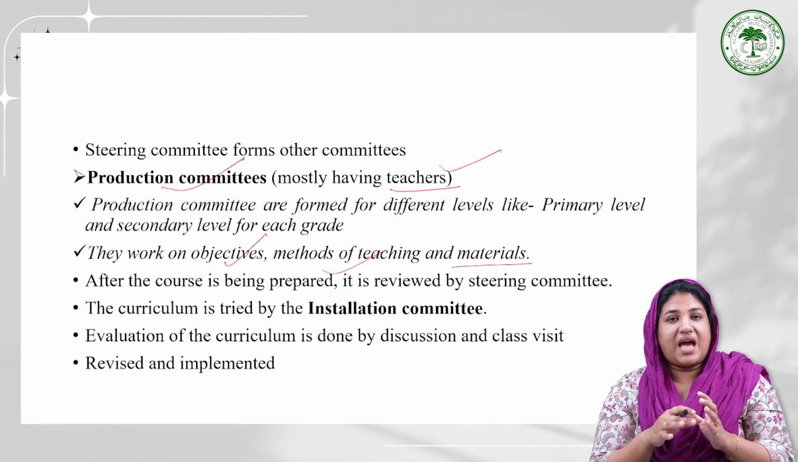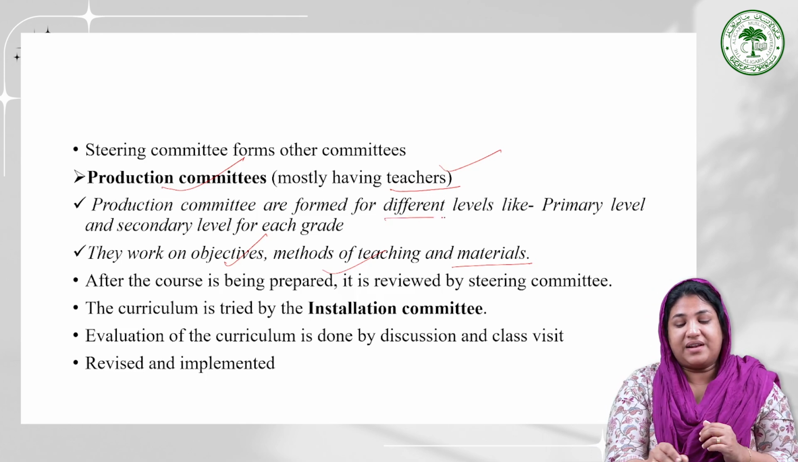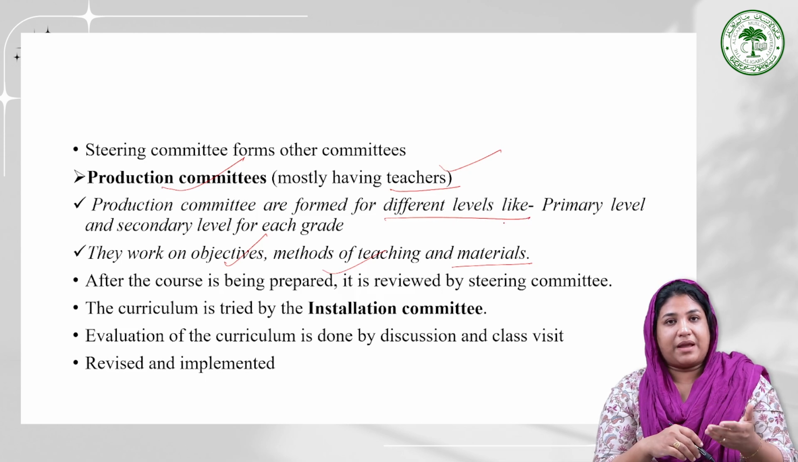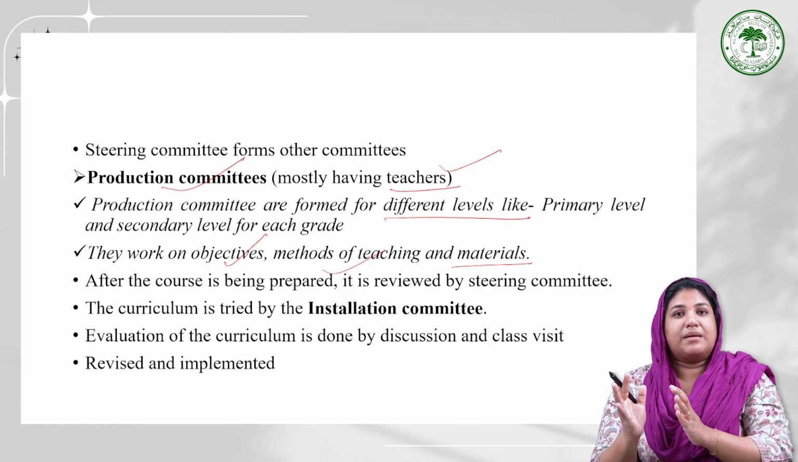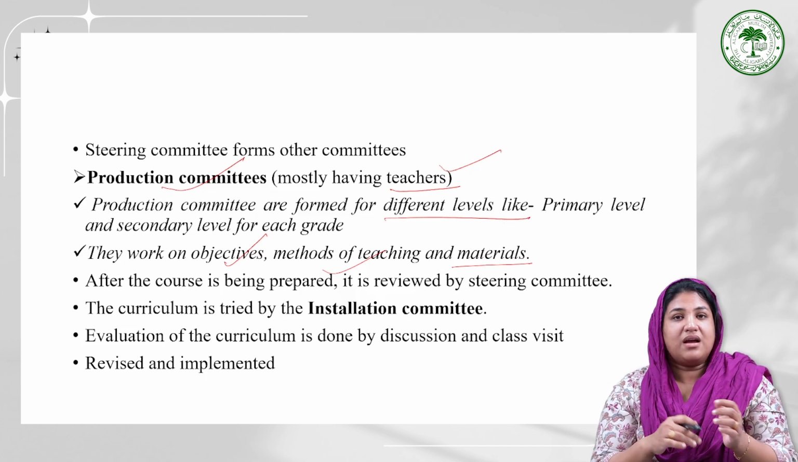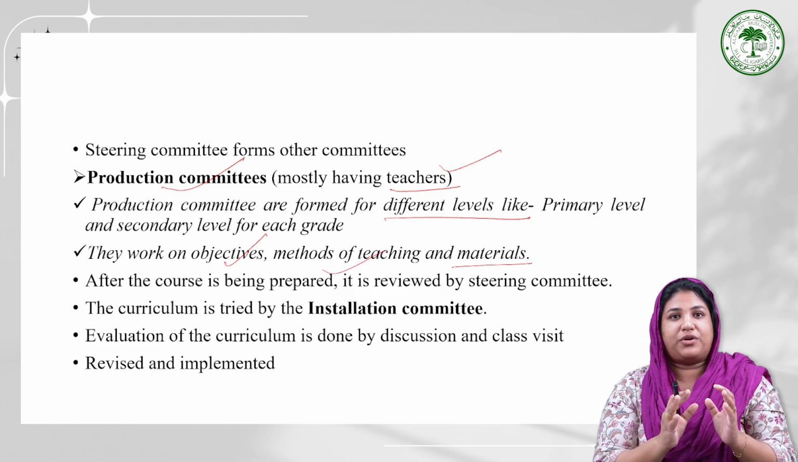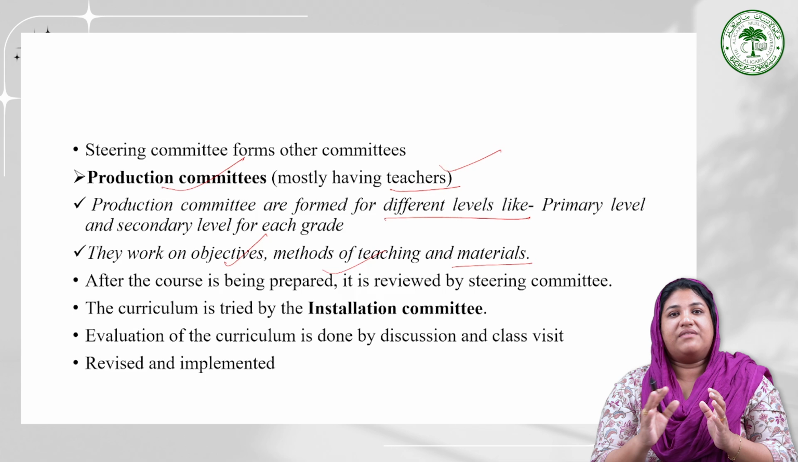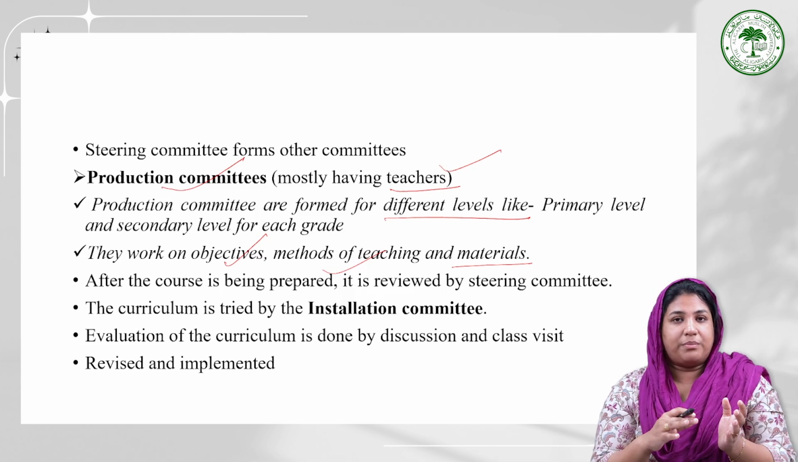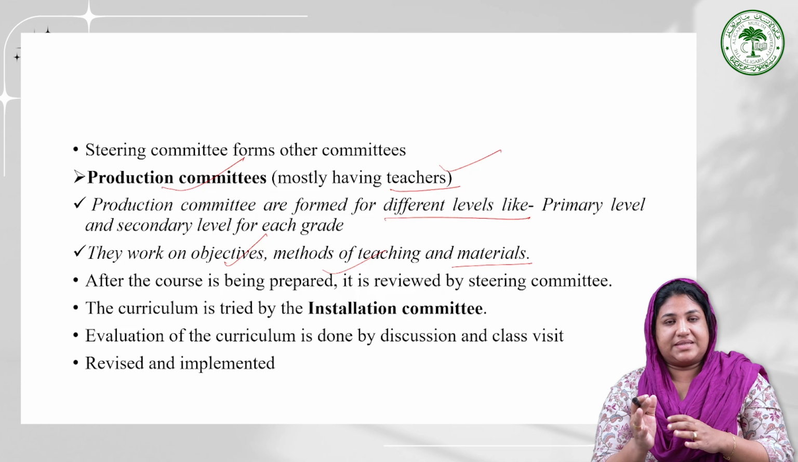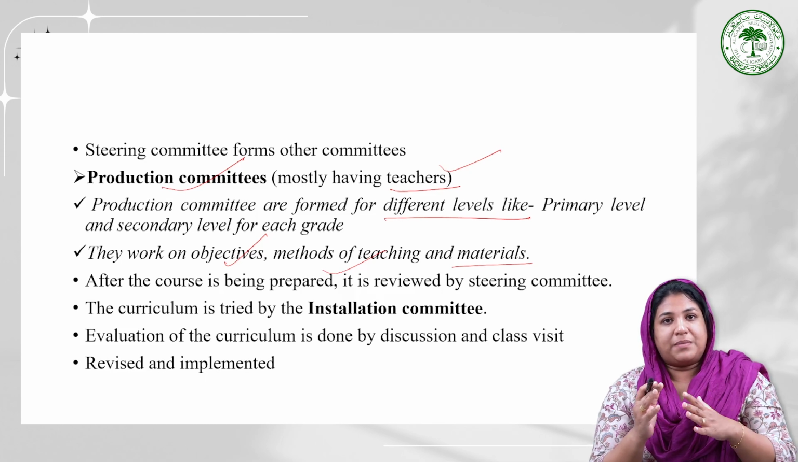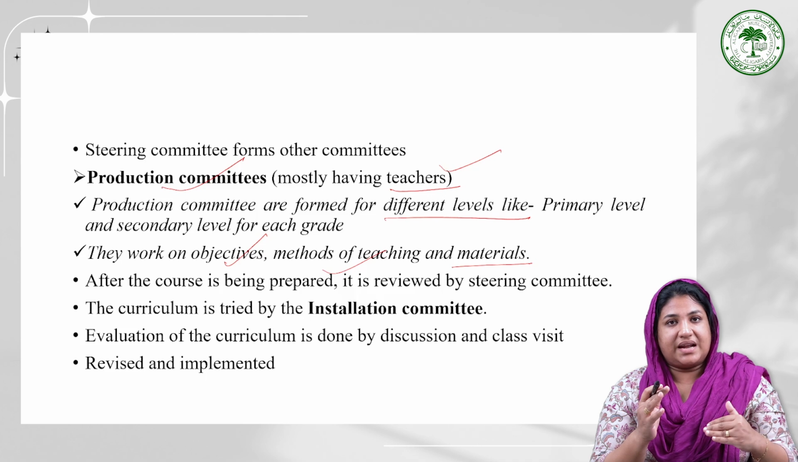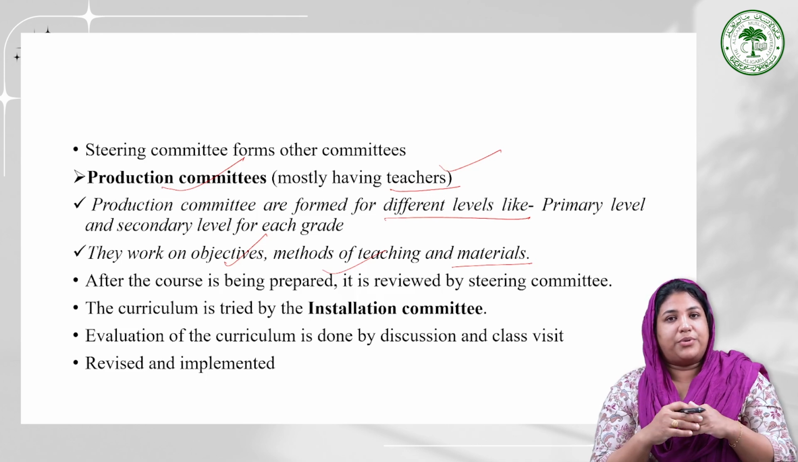And we have production committees at different levels: primary level, pre-primary level, secondary level or high secondary level. We have different committees comprising the production committee. So we cannot say that one production committee is for all levels of education. No, we are forming different committees for different levels like primary, secondary and also high secondary. And we have already talked about two subcommittees of the steering committee: one is the advisory committee and the other one is the production committee.